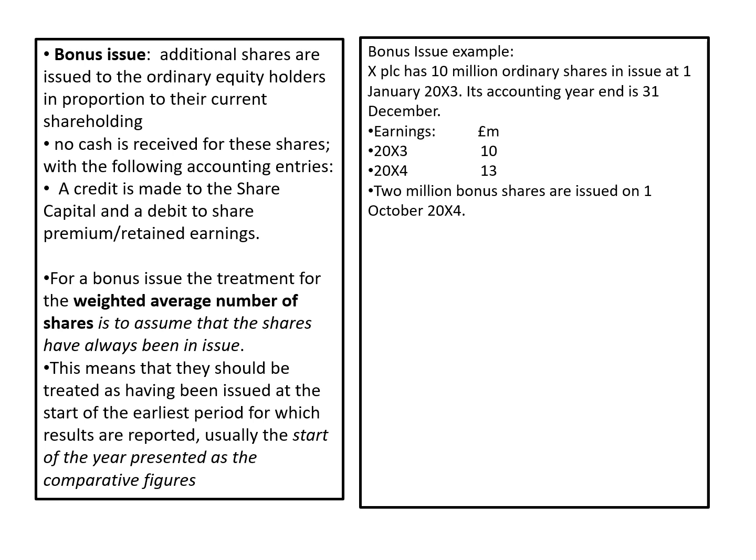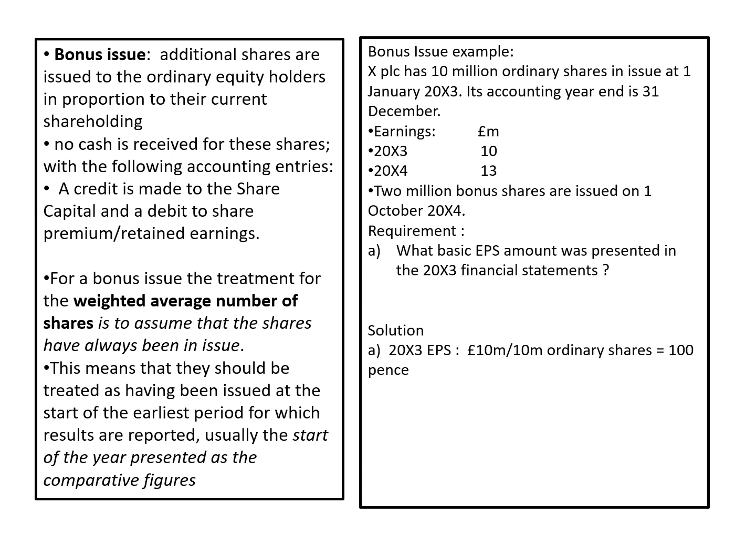We also are told that 2 million bonus shares are issued on 1st of October 20X4 in the accounting year 20X4. So the question is, what is the basic EPS amount that was presented in the 20X3 financial statements? To work this one out, it's quite straightforward. In 20X3 we made a profit of 10 million. We had 10 million ordinary shares in issue, and that gives us 100 pence per share.